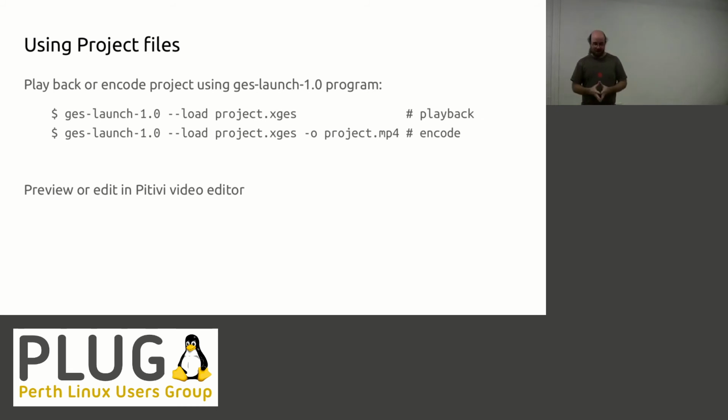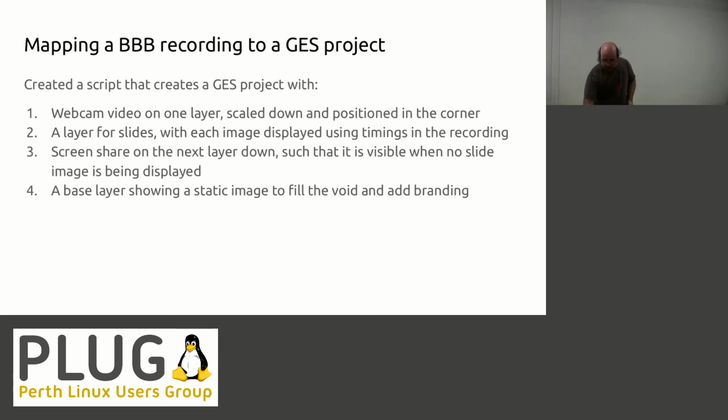Now there is a command line tool, and once we've got this XGES file, I can use this command line tool, which I can run as ges-launch --load project.xges, and that will play the video back on screen, or I can tell it to output to a file, in which case it will hook it up to the encoder and output it. And the other nice thing, since these project files are the same as the inputs which PiTiVi uses internally, I could just load it up. I think I've got a screenshot of that next. Oh, maybe not.